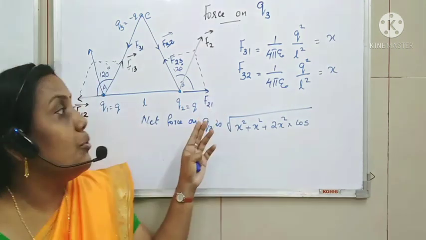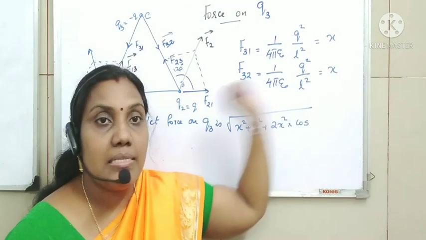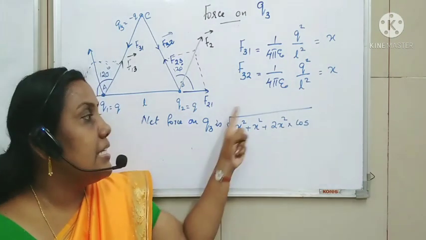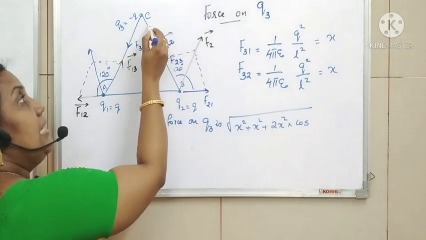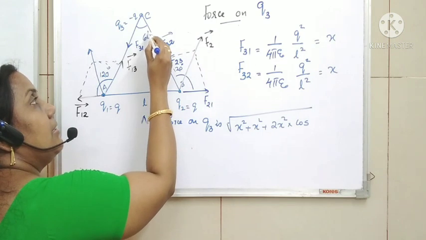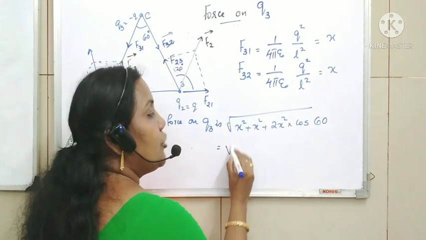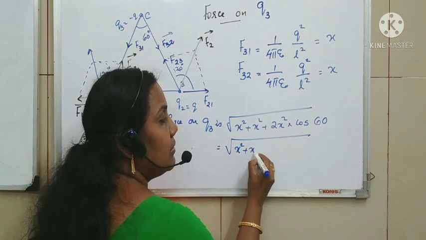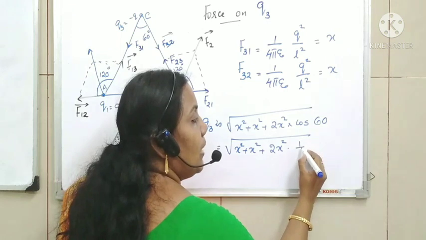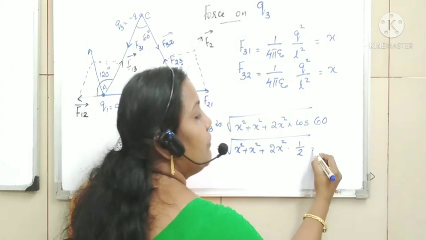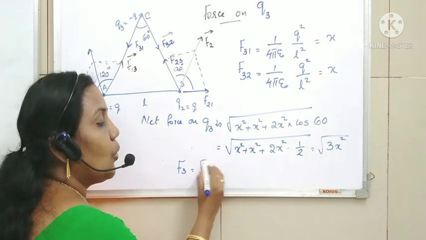Resultant force acting on the charge Q3 is given by the parallelogram law of vector addition. Here we can take, for simplification, F31 is equal to x, F32 is equal to x. So how will you find out the resultant force acting on the charge Q3? It is given by root of x square plus 2x square cos. What is the angle between these two forces? The angle between these two forces is equal to 60 degrees because it is an equilateral triangle. So here we can substitute cos 60. After simplification we get root of x square plus 2x square into cos 60. What is the value of cos 60? 1 by 2. These 2 and 2 get cancelled, and after simplification the answer is root of 3x square, so the net force acting on the charge Q3 is F3 equals root 3 x.